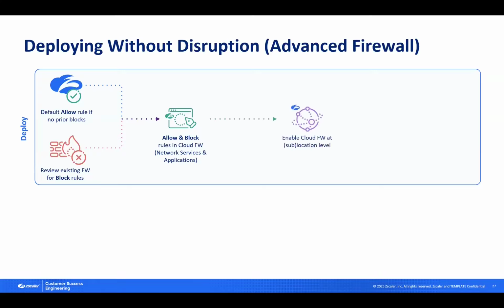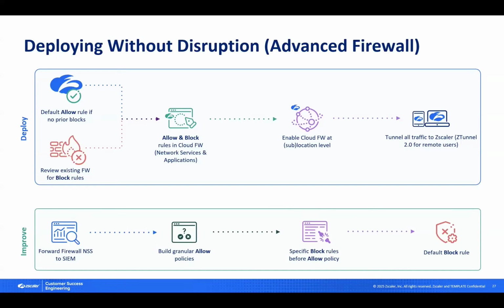Once these rules are configured, you'll enable Cloud Firewall at the location or sublocation level, and then make sure that all traffic is being tunneled to Zscaler. Again, once this initial configuration is done, you'll enter a continuous monitoring and improvement mode.